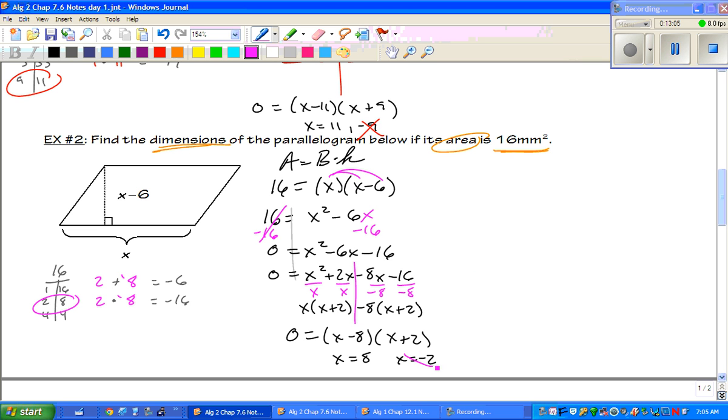Okay? Now, we can cancel out the negative 2 right away, because when we plug it in to this one, we'd have a negative, and we can't have that. So plugging in here, our base is 8, and then 8 minus 6 is 2. So when we write our final answers over here, we're going to say that the base is 8, and we're talking about millimeters here. And then our height is 2 millimeters.